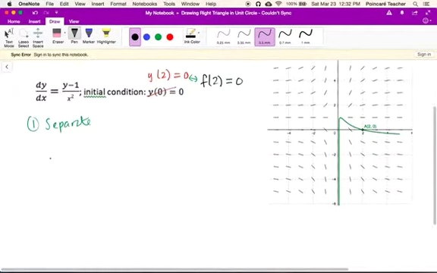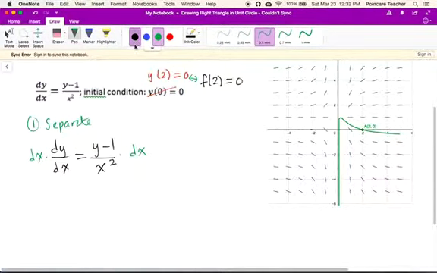Okay, so I'm going to copy the problem down. So we have dy over dx equals y minus 1 over x squared. And I'm going to multiply both sides by dx. And then we'll have these cancel each other out. And so we'll have dy equal to y minus 1 over x squared dx.